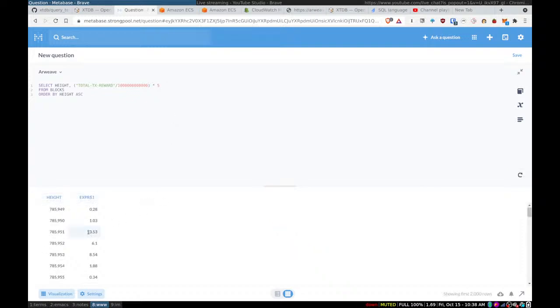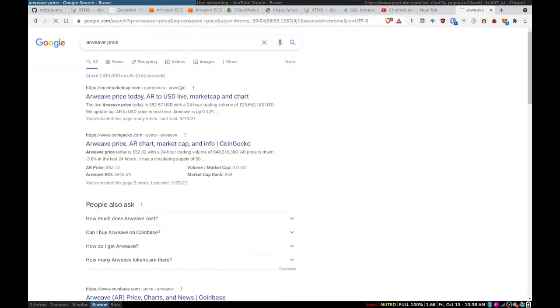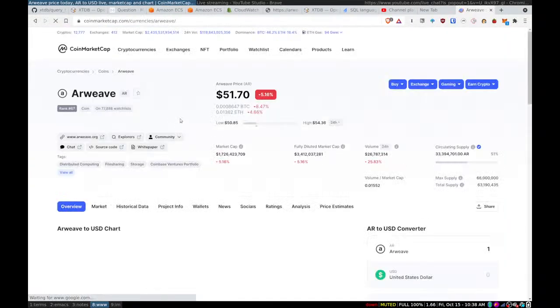Yeah, there's some doozies in there. See, Arweave is about 50 right now? Actually, let's just do that. Let's turn this into dollars. I don't need another parentheses. So 5 times Arweave price. What is it right now?